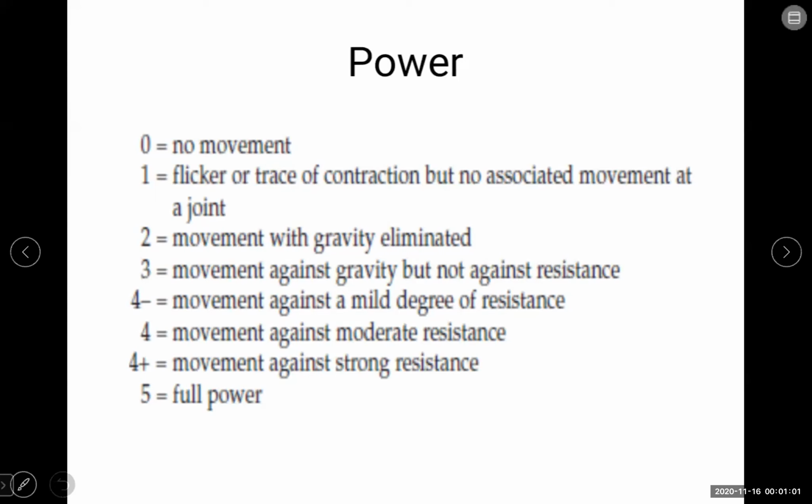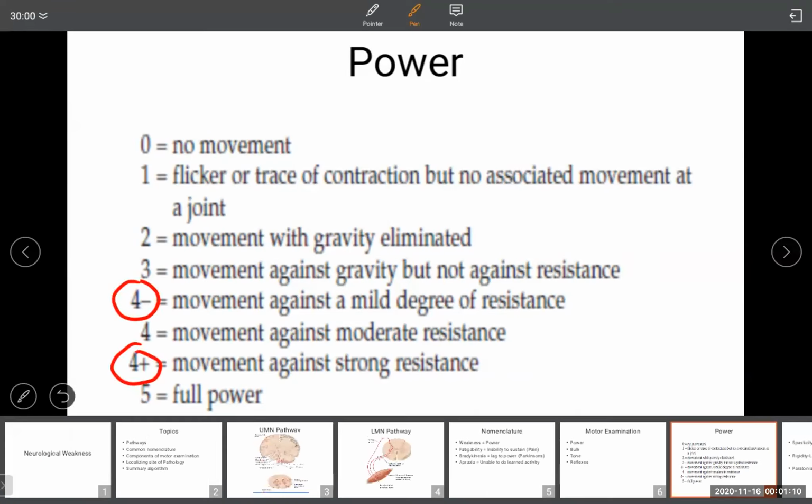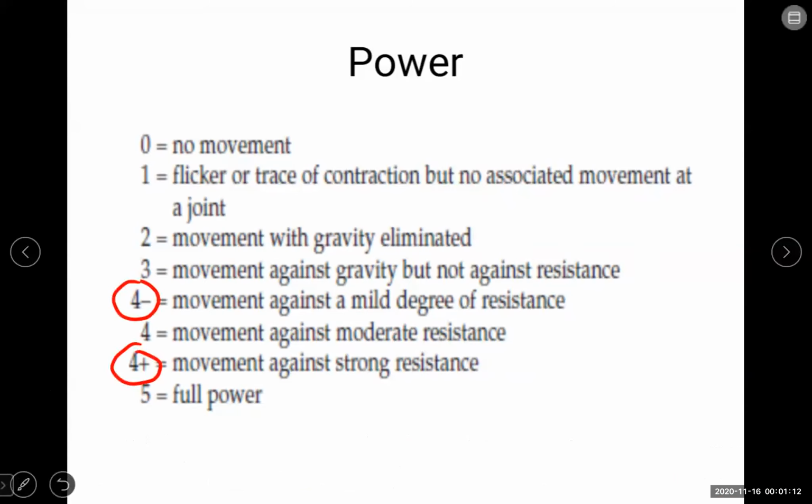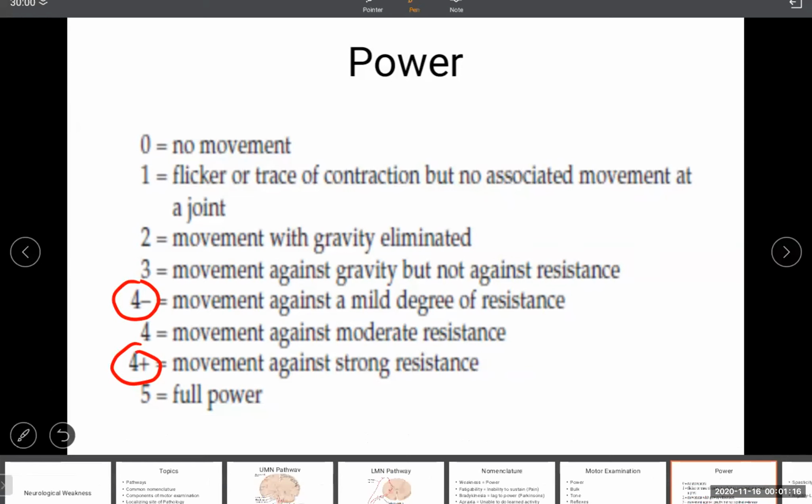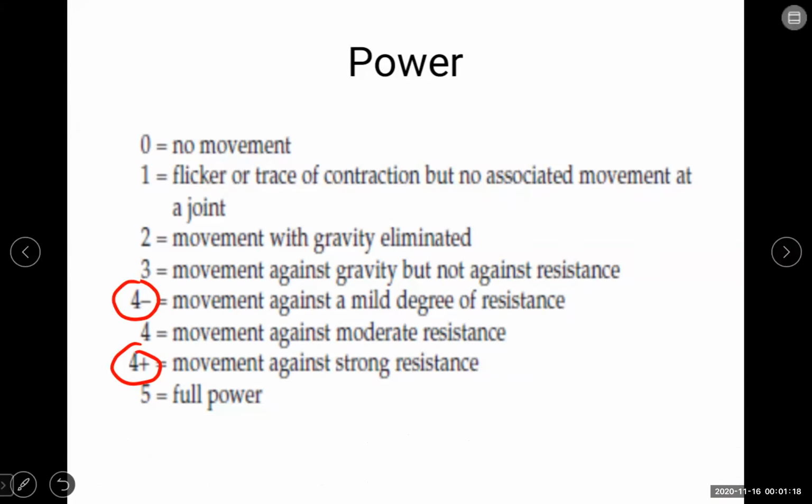Now 4 is movement against resistance, and that can also be classified into three: the basic 4 that we know, and a 4 plus and a 4 minus. A 4 plus is movement against strong resistance, but not full power. It tends to become clinically difficult to distinguish this, which is why we generally stick to a normal 4. But you can usually distinguish it by comparing to the opposite side. It tends to be difficult when there's a 4 plus bilaterally. Same thing, a 4 is moderate resistance, and a 4 minus would be a mild one.